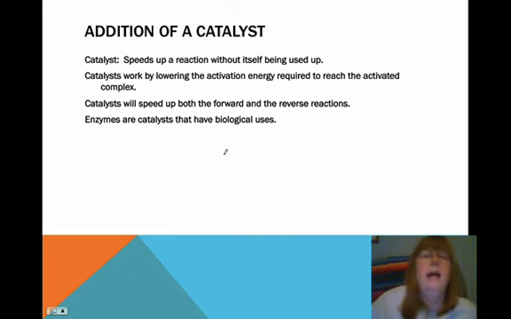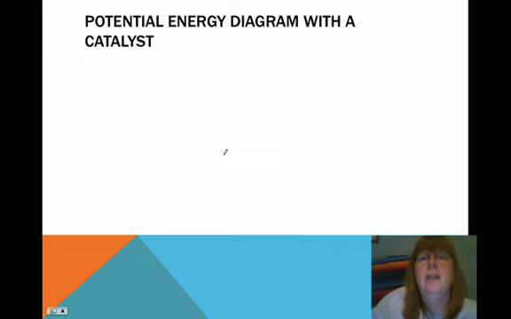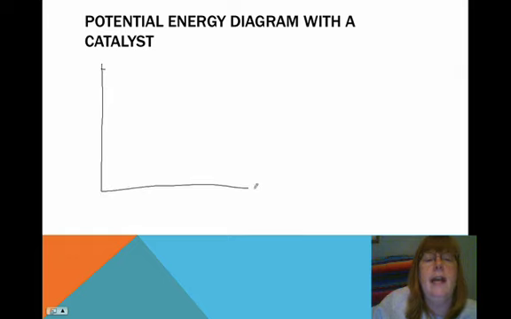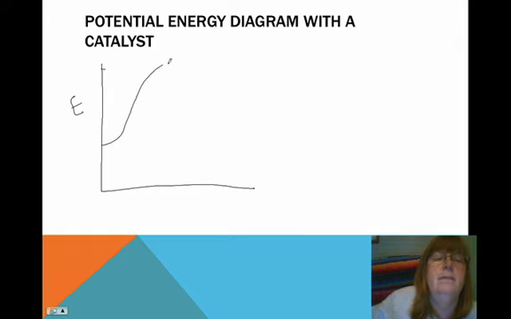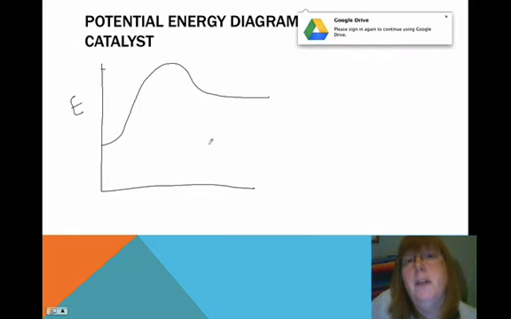All right. Now, what does a catalyst do? Well, it speeds up a reaction and it's not consumed in the reaction. Catalysts work by lowering the activation energy required to reach the activated complex. So it will speed up both the forward and the reverse reaction. In biology class, you call these guys enzymes. So what does a potential energy diagram look like when you add a catalyst? All right, well here we're going to go ahead and have an uncatalyzed reaction. All right, is that reaction exothermic or endothermic?